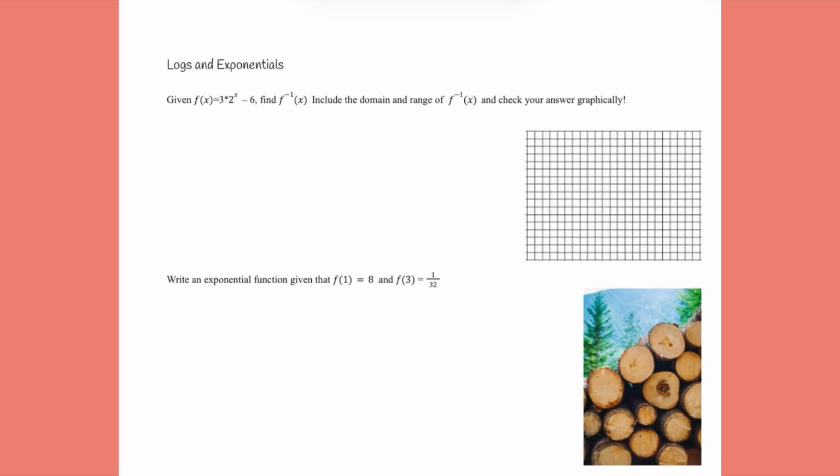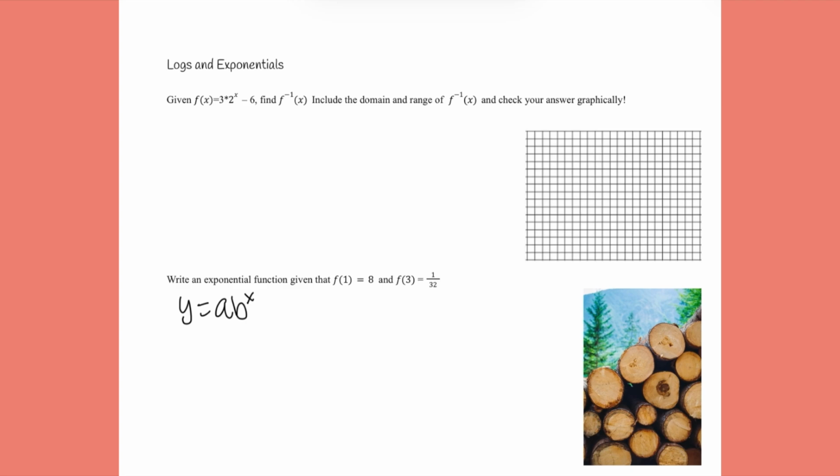Our second problem asks us to write an exponential function given that f of 1 equals 8 and f of 3 equals 1/32. The basic form for an exponential function is y equals ab to the x. Knowing this and knowing that I have 2 points makes me think that I'm going to have to write 2 equations, plugging in y and x from the 2 points in order to find a and b.